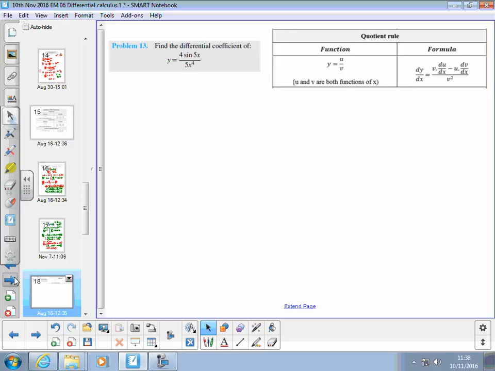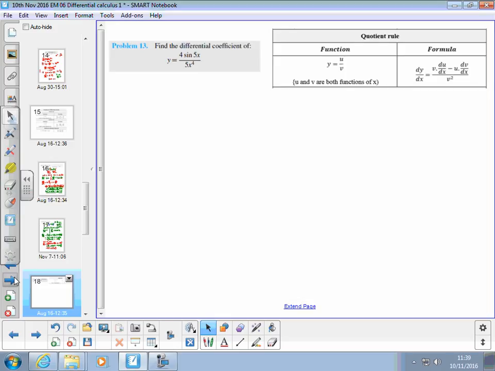Right, so that's the product rule. I've brought out a few questions from the third book at the end of the thing that you can have a go at to practice the product rule. And we'll be doing some more stuff for that next week anyway.